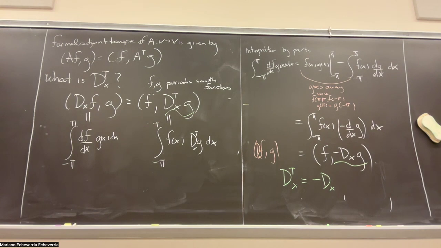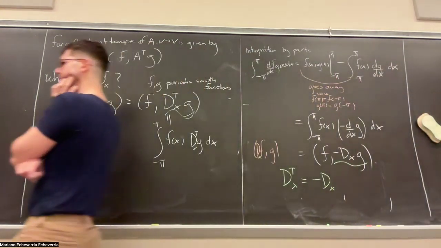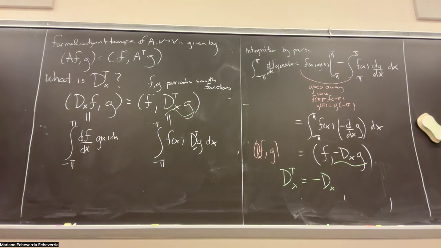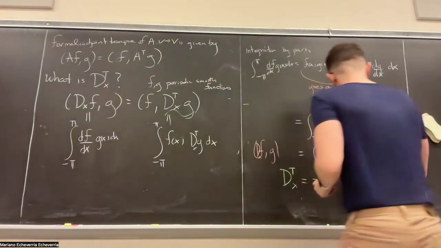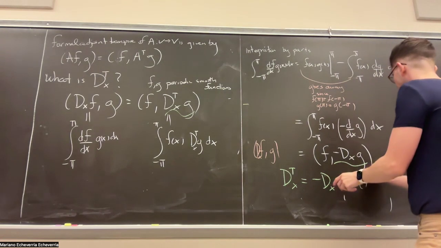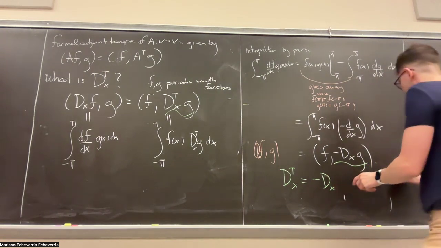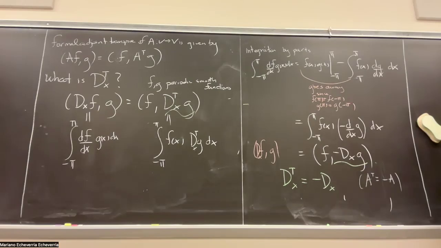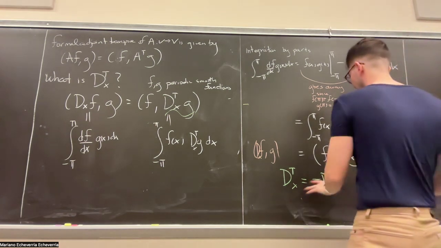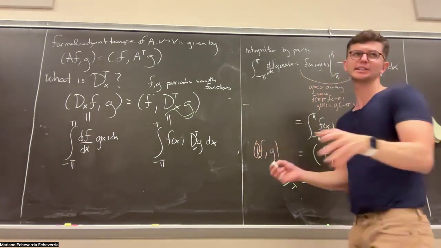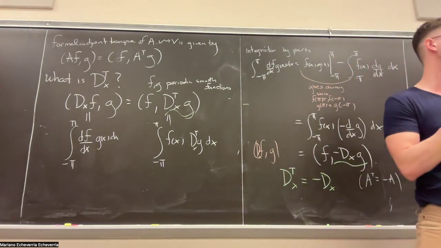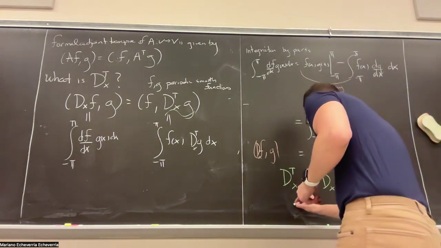In particular, this is the analog of a matrix satisfying A transpose equals minus A. That's an analog of that. It's saying that this particular operation is more like skew symmetric, if you know what I mean. So the derivative is kind of like a skew symmetric, or skew adjoint, operation.